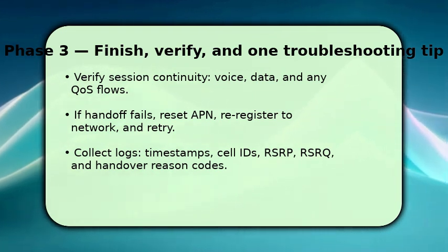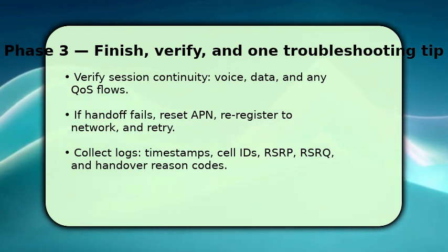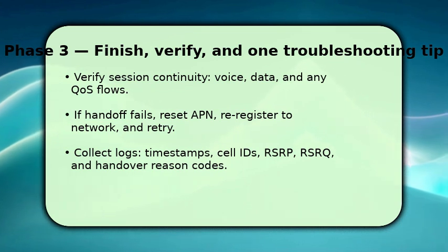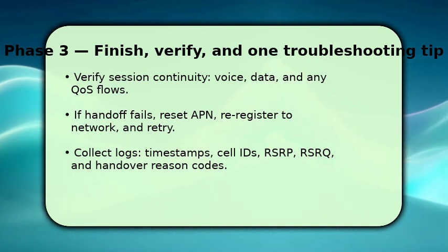Make sure to collect logs with timestamps, cell ID, RSRP and RSRQ values, and handover reason codes for troubleshooting. These records explain why the network refused or dropped the handoff and speed resolution.